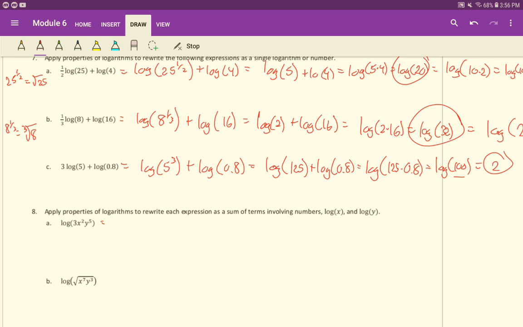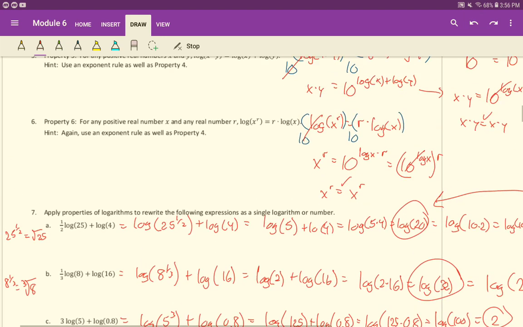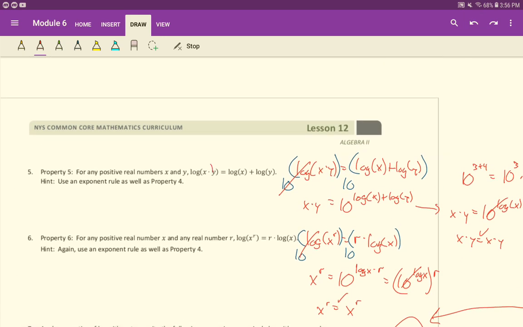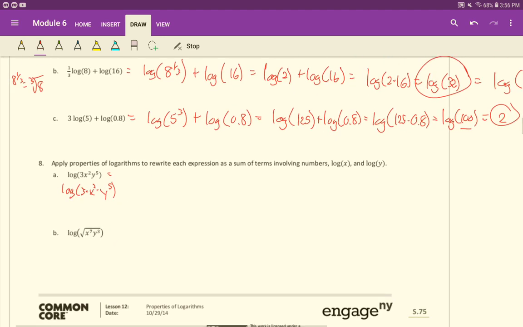So in this case, I can look here and I see 1, 2, 3 things being multiplied, right? This is really log of 3 times x squared times y to the 5th. And so wherever we have those multiplications, we can change that multiplication to addition between separate logarithms. So we'll have 3 additions here, right? It's going to be log of 3 plus log of x squared plus log of y to the 5th, like so.